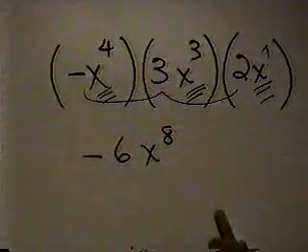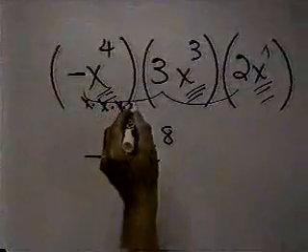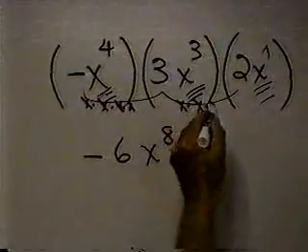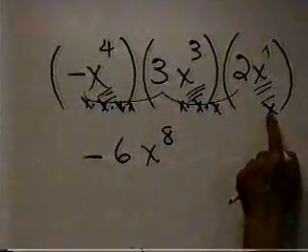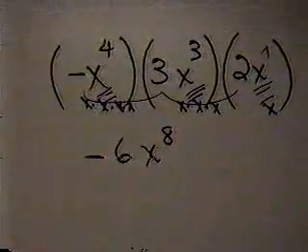Okay, remember now, x to the 4th means you have x 4 times. Here you have it 3 times. Here you have it 1. So what you have is x times x times x, and it's just add the powers.